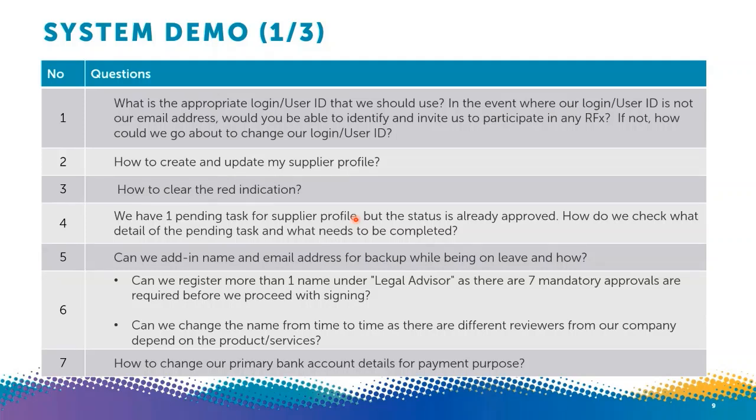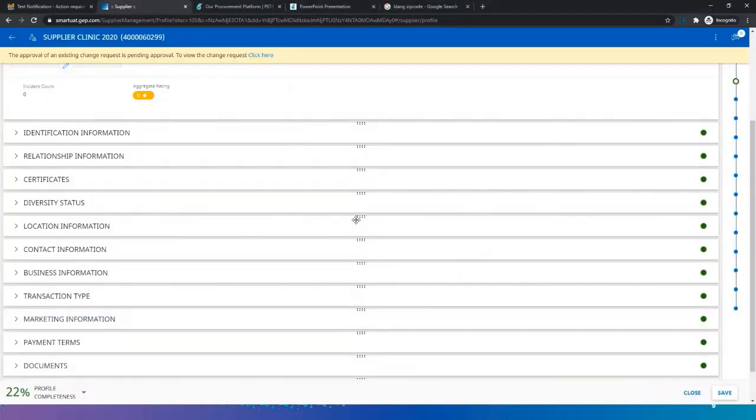So, how to create and update my supplier profile? If your profile is in approved status right now, you just need to create a change request. Like I showed just now, you click on the button, you do all the changes, and then you submit. So it's all the same thing.